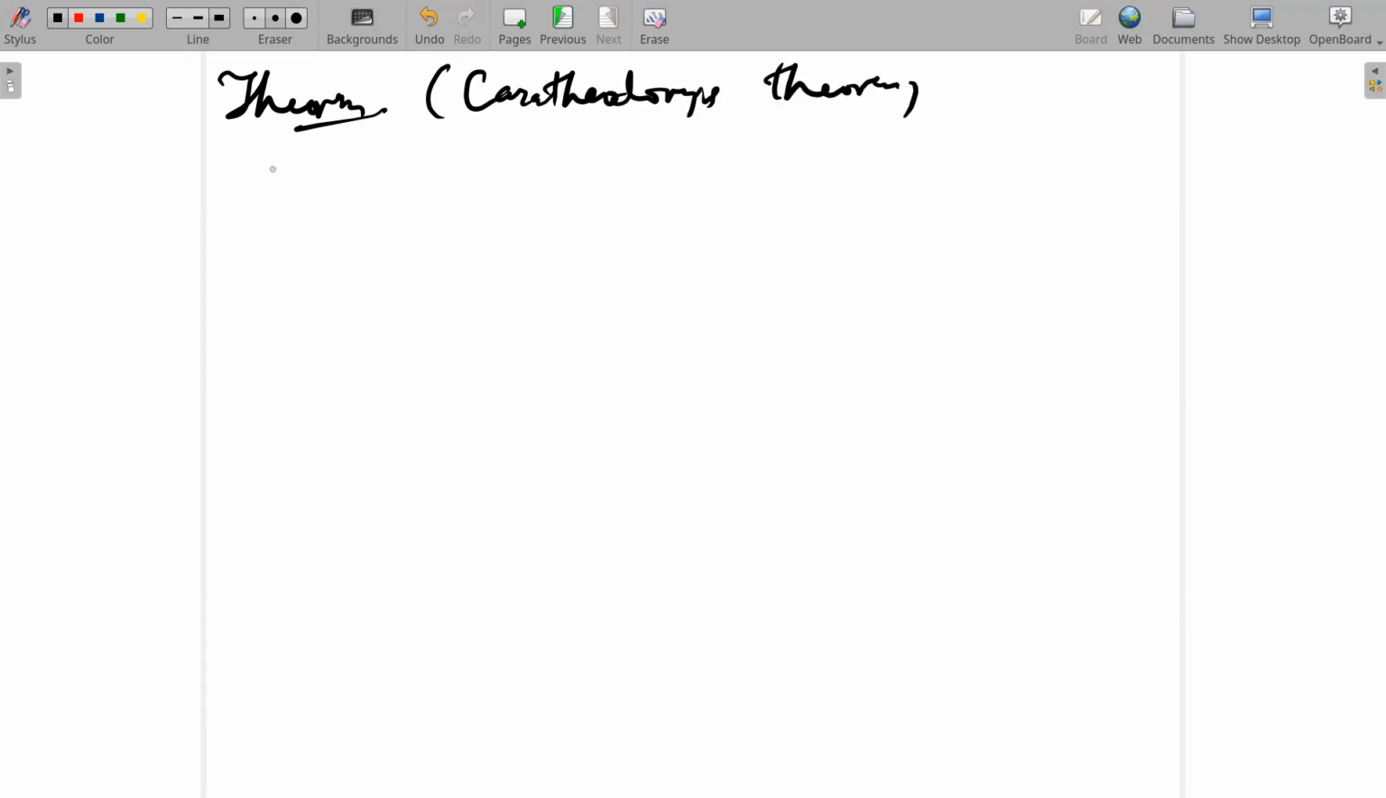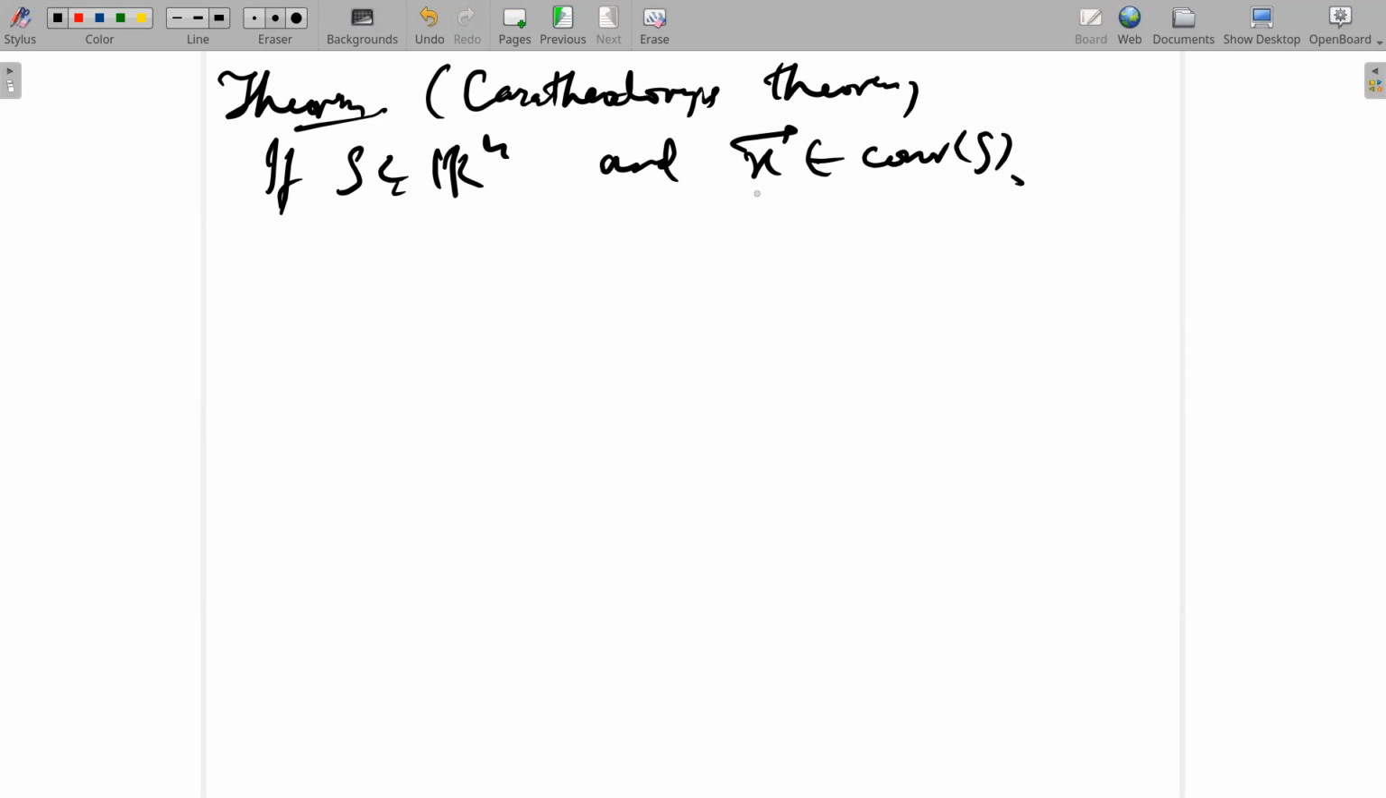So this says that if S is some set in Rn and X belongs to the convex hull of S, that means I can represent X as a linear or a convex combination of elements of S. But how many do I need? That's what Carathéodory's theorem is answering.